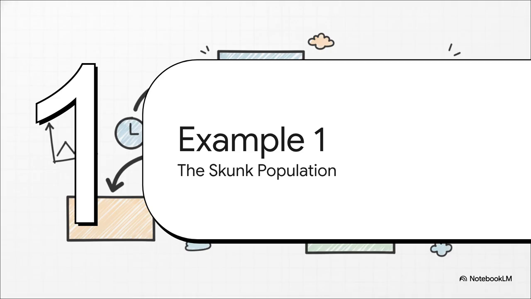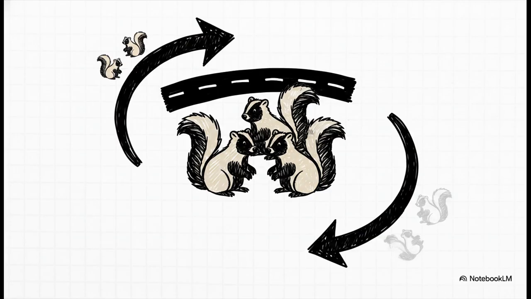All right, enough with the theory, right? Theory's great, but let's get our hands dirty and see how this actually works in the real world. We're going to start with a pretty simple ecological model. Okay, so here's the setup. Picture this. You've got a population of 500 skunks living near a highway.